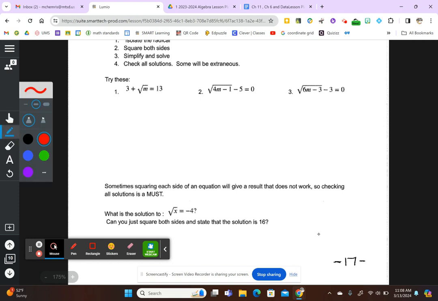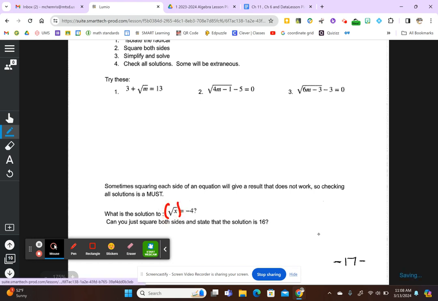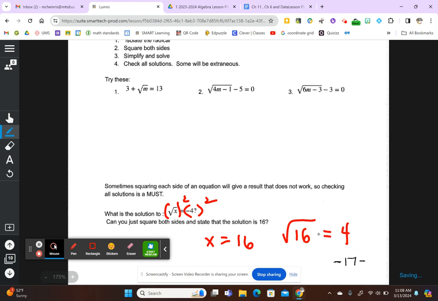So here, this says, what is the solution to the square root of x equals negative 4? So if I square both sides, I get x equals 16. But is 16 a possible solution? And the answer is no, because the square root of 16 is a positive 4, and it's not going to be a negative 4. So this is no solution. And I didn't do anything wrong. It doesn't work. And sometimes that happens.